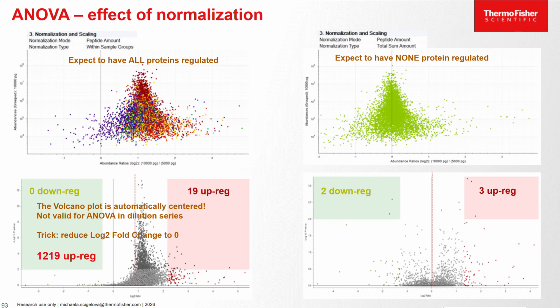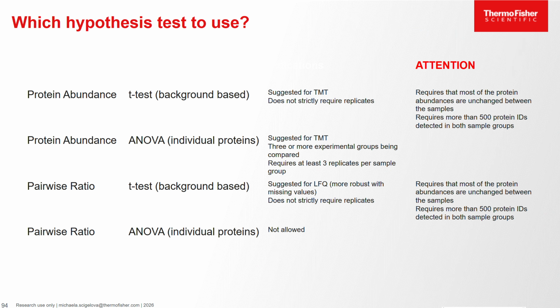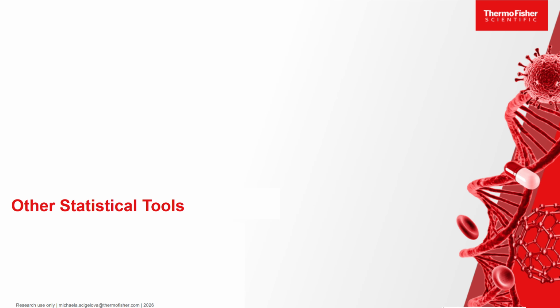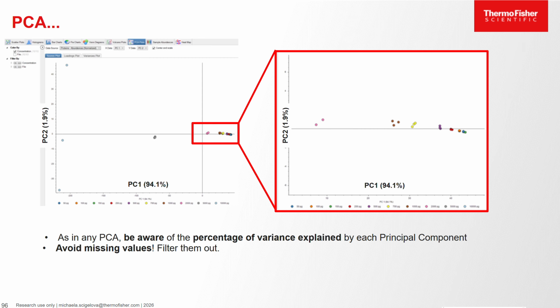Now, I believe we are at the end of the presentations, and even though I have a couple of slides, we haven't really missed much. Finally, I would just mention the table comparing the hypothesis test benefits and perhaps some limitations. You already heard about the minimum of 500 items being detected in order for the t-test background-based method to run. And with that, I would end the presentation today.